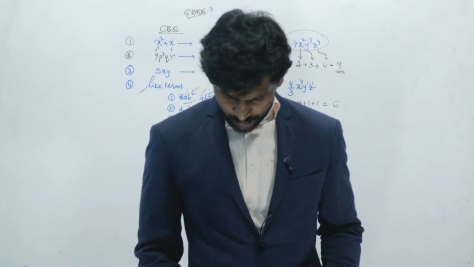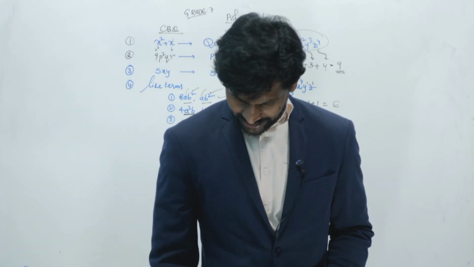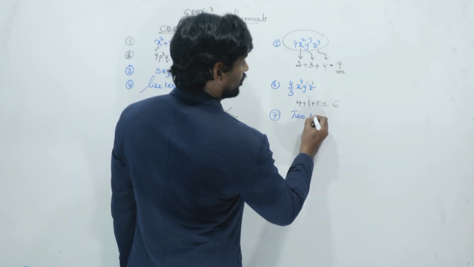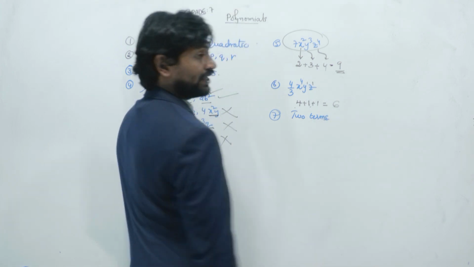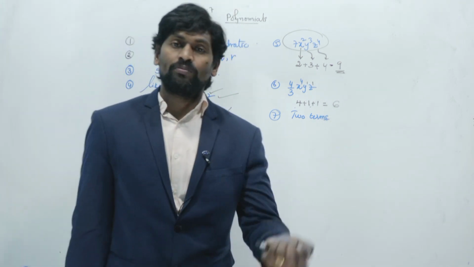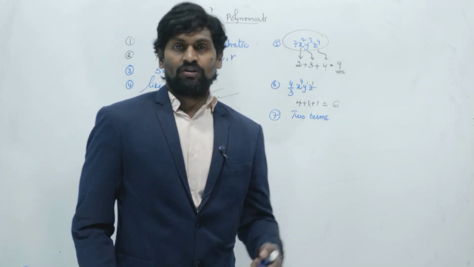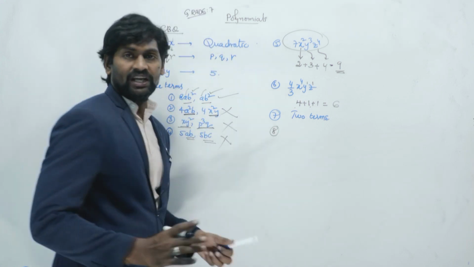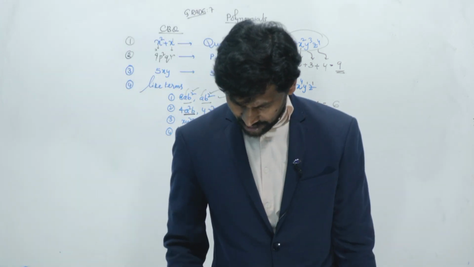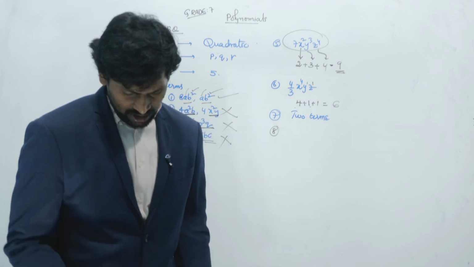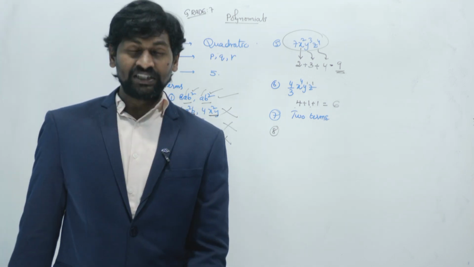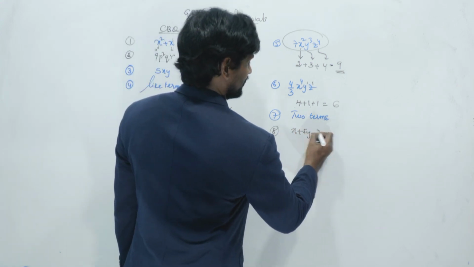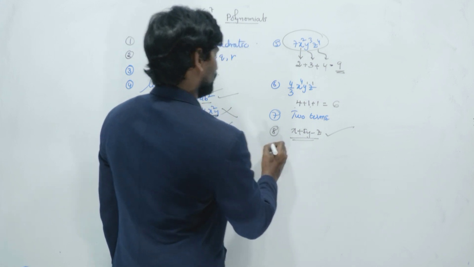Now let us move on to question number 7. The number of terms in a binomial. A two-termed polynomial is called a binomial. A one-termed or single-termed polynomial is called a monomial. A three-termed polynomial is a trinomial. They are asking about the binomial, so two terms. Next, problem number 8: which of the following is a trinomial? Trinomial means three terms. X plus 5y minus z contains three terms, so it is a trinomial.